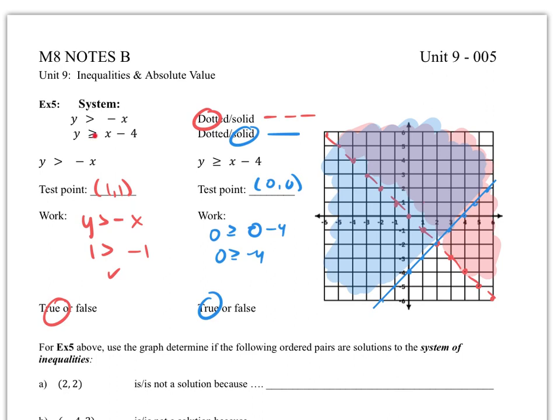For my second line, since it was greater than or equal to, I chose a solid line, and I have my solid line here. I started at the -4 on the y-axis, and I rose 1 and ran 1, connected with a solid line. The origin is available, and when I plugged that in, I got that 0 is greater than or equal to -4, which is true, so I shaded on this side.